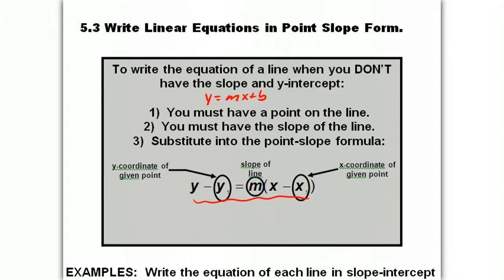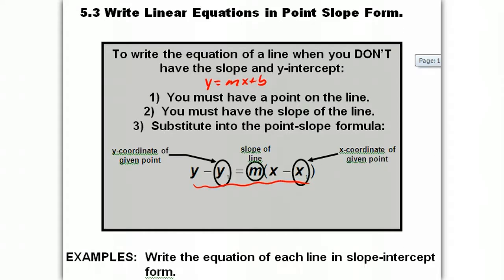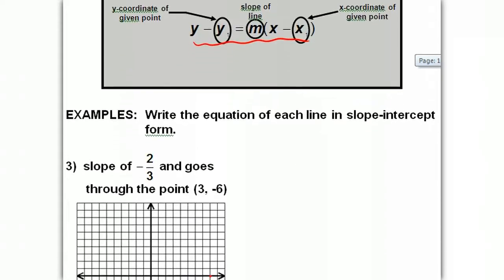But when we don't have that y-intercept, we can use a new equation, our new formula, to write an equation of the line. What we have to use our new equation is a point that's on the line, and we have to have the slope. Then we can substitute it into our new equation. It looks kind of weird: y minus y1 is equal to m times x minus x1. But it's just a matter of substituting coordinates into the proper location. So no big deal. Let's give it a try.